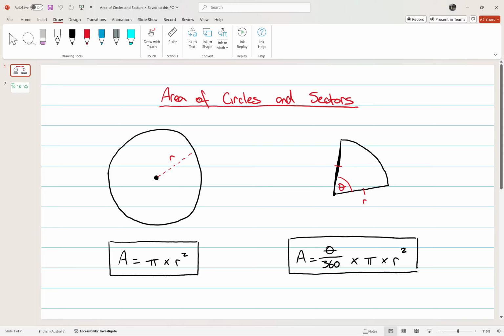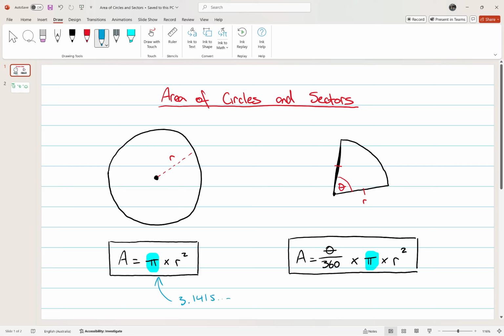Hey guys, in this video we're going to be looking at how we can find the area of a circle or a sector. So this is kind of following on from the video on triangles and quadrilaterals. You may remember that when we're finding the area of a circle or sector, or doing any kind of measurement, it's always going to relate to this symbol here, pi.